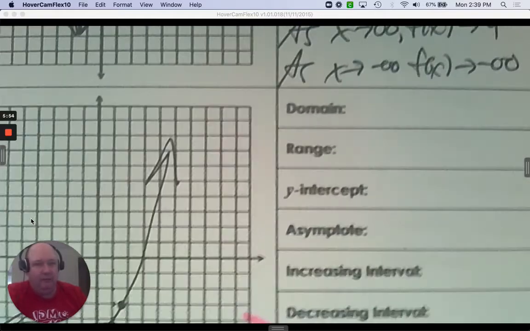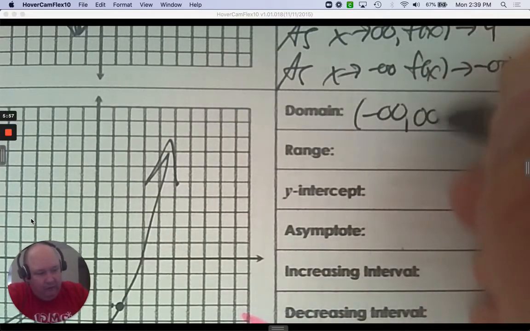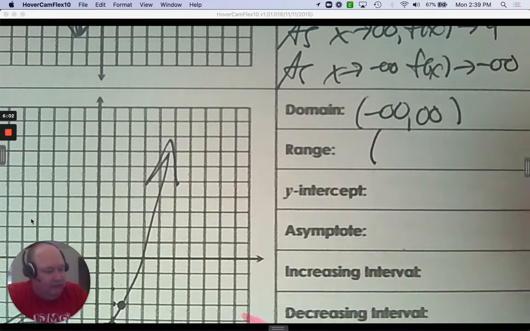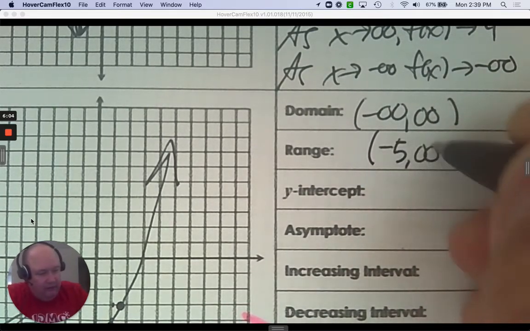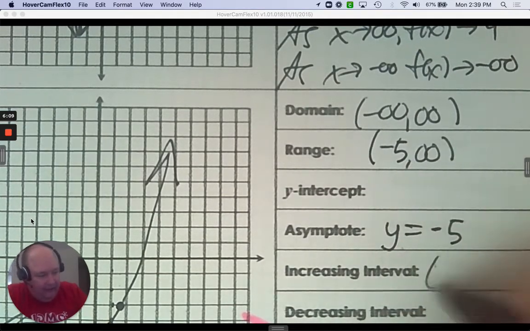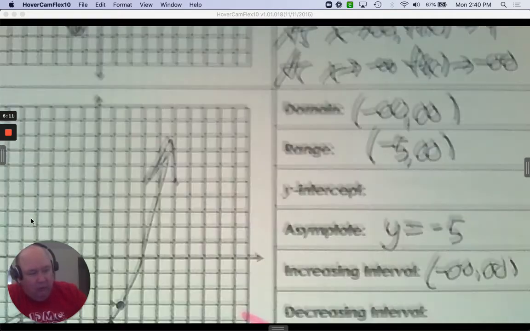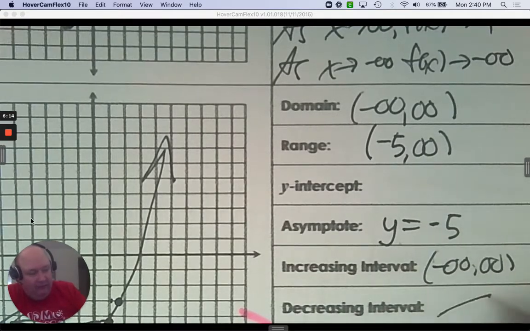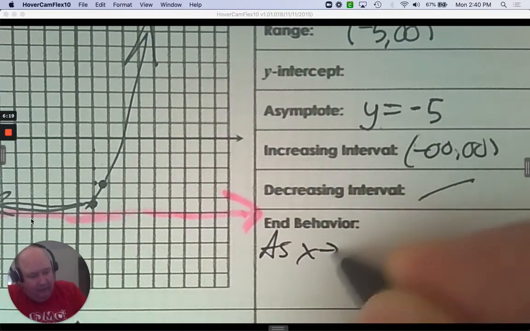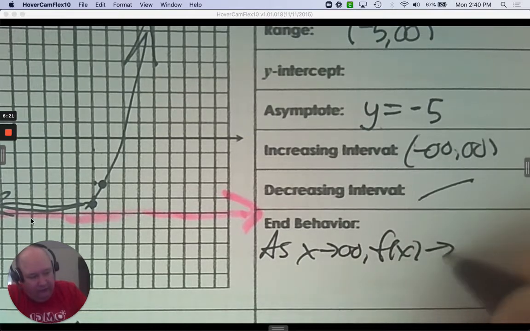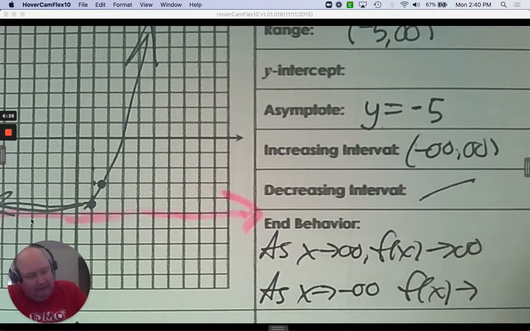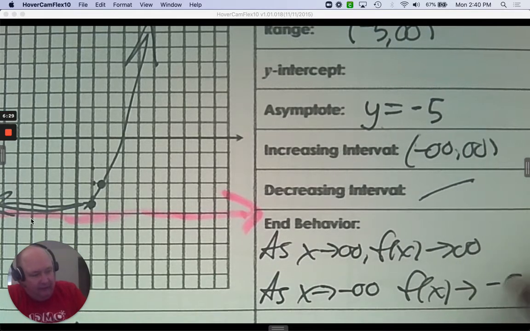Now the analysis part. The domain is all real numbers. The range is from the asymptote. So that is -5 to infinity. The asymptote is at -5. This is an increasing function. Just leave the y-intercept blank. Never decreasing. And the end behavior, as x approaches infinity, the right end goes to infinity. As x approaches -infinity, the left end is approaching the asymptote, which is at -5.